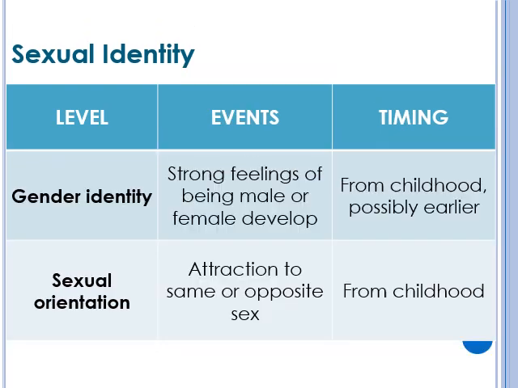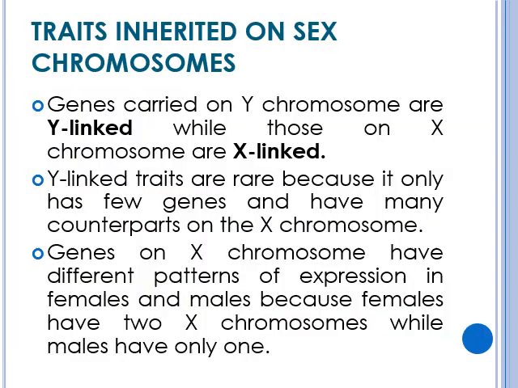It also appears again during puberty. We also have gender identity, where strong feelings of being male or female develop, from childhood, possibly earlier. Then sexual orientation, your attraction to the same or opposite sex, starting from childhood. So what are the traits inherited on the sex chromosomes?